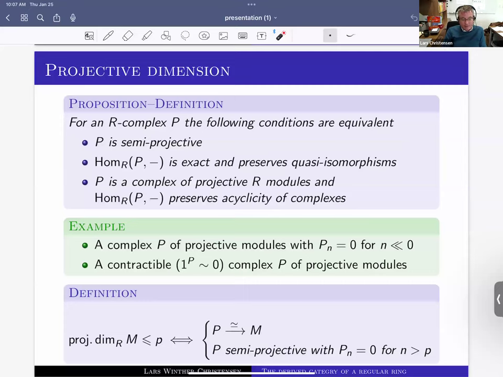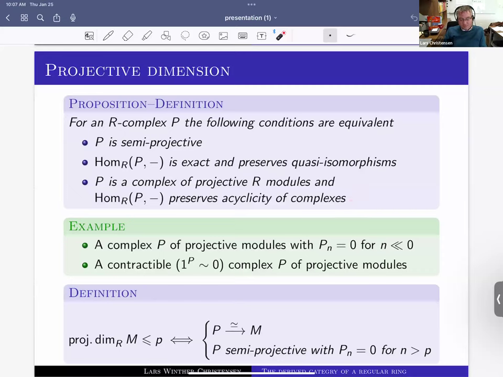The functor Hom(P, -) is exact, just as is the case for the definition for modules, and then it has to preserve homology isomorphisms, or quasi-isomorphisms, as I call them. Another way of saying it is that it's a complex of projective modules, and that the functor preserves acyclicity.